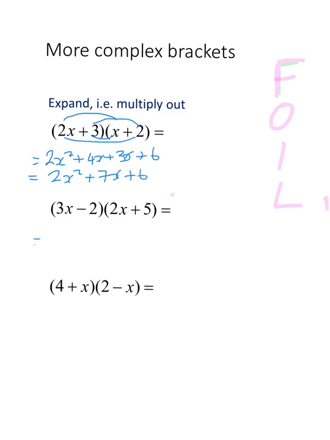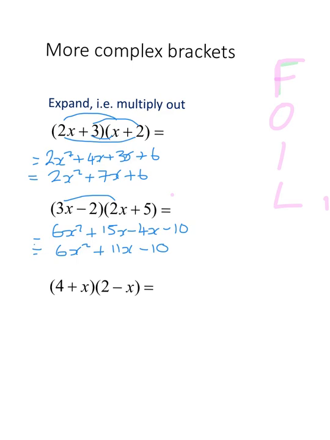Two first terms here, so we have 6x squared, two outer terms plus 15x, two inner terms minus 4x, two last terms minus 10. Simplify to give 6x squared plus 11x minus 10.